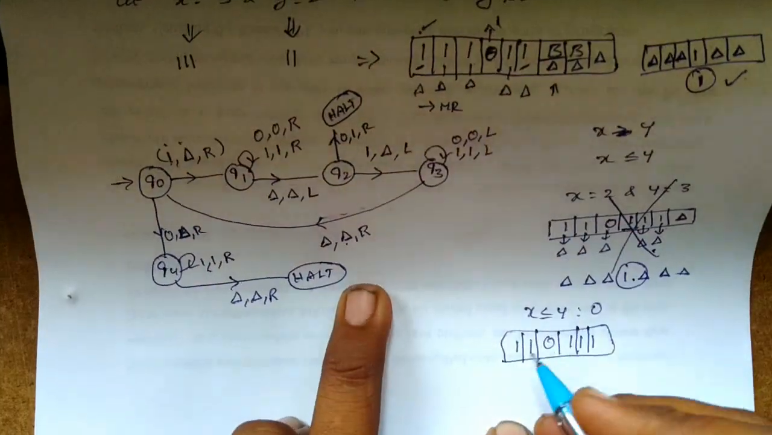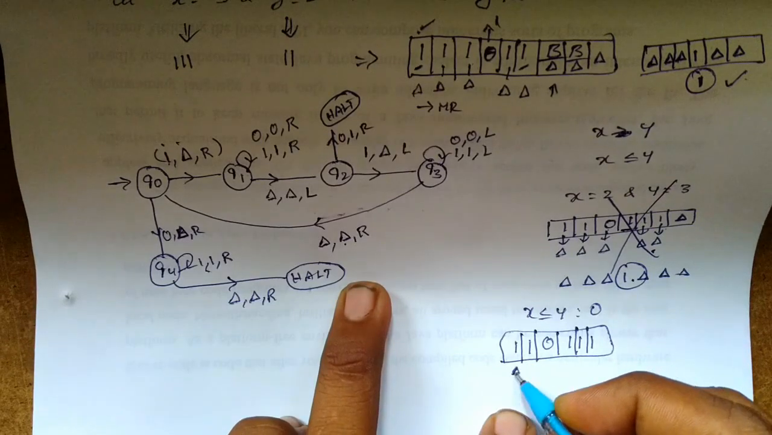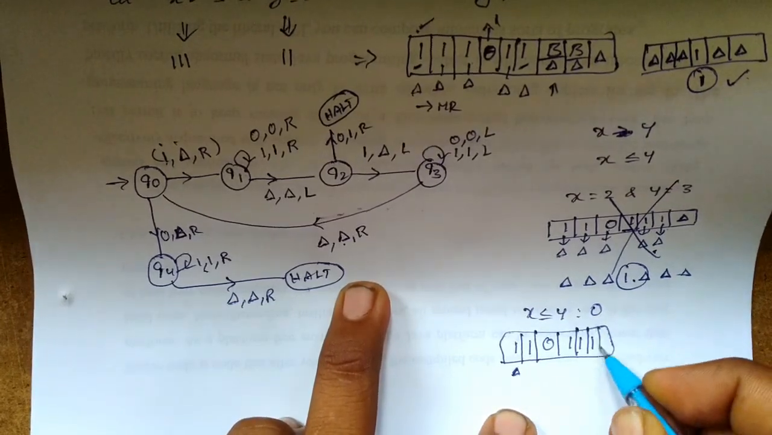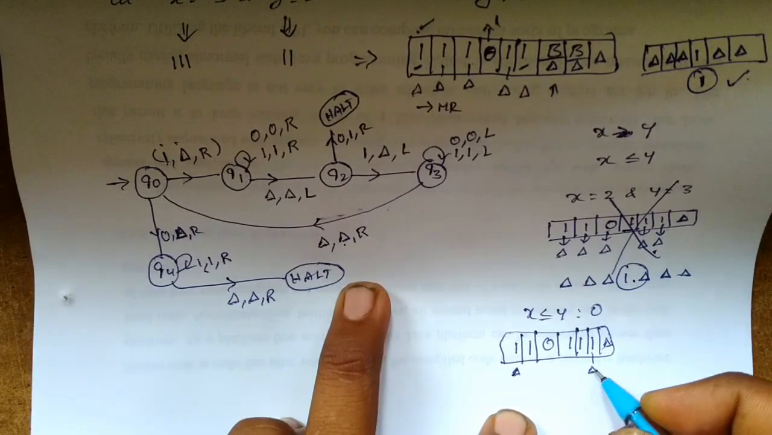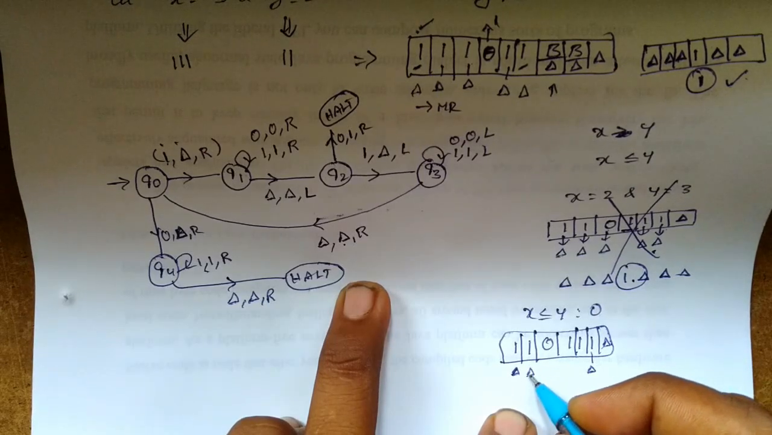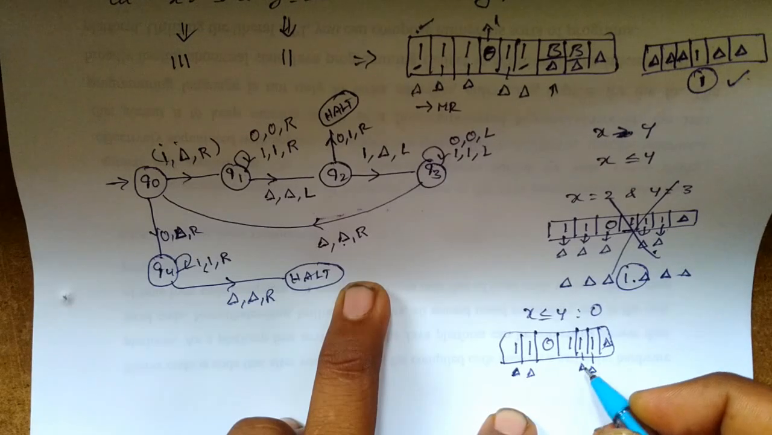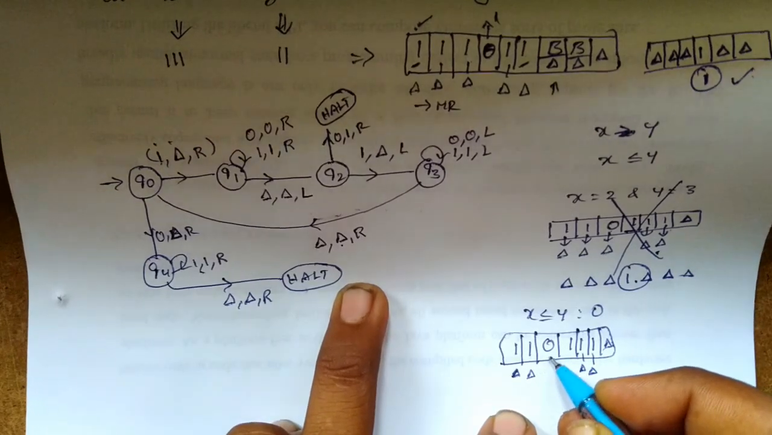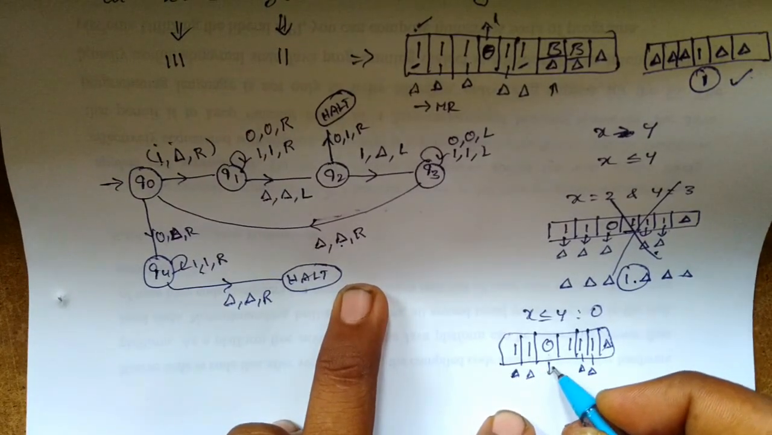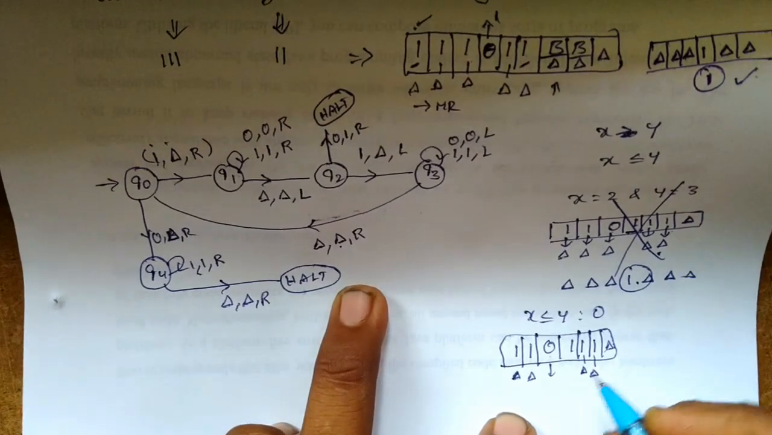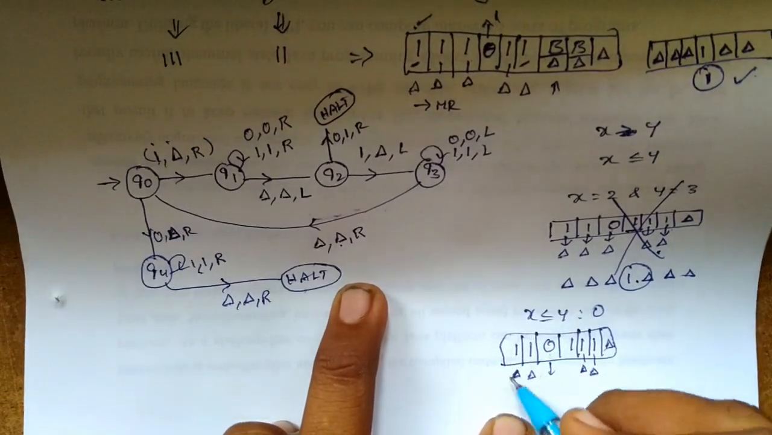So that means this one can be converted as del and move right. Next, this one can be converted as del and move left. This one can be converted as del and move right. So now this one can be converted as del and move left. So now this 0 as it is, and then move to the end of the tape. So that means this subtraction is completed.